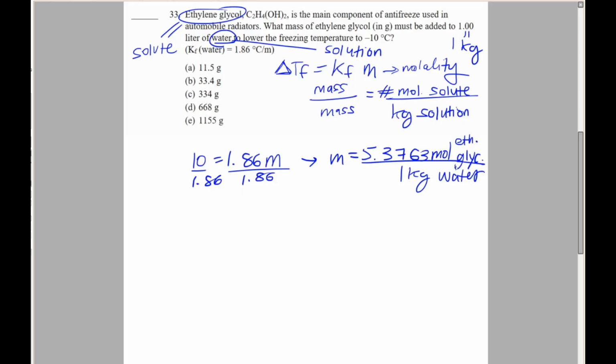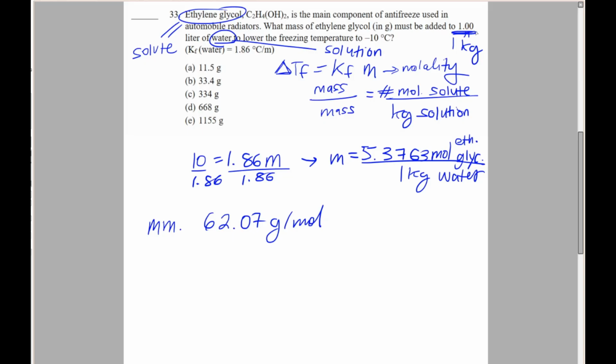But we're asked for what mass of ethylene glycol must be added. So we need to find the mass in grams, and to do that we need the molar mass of ethylene glycol. On your exam, you'll have to add up all of the molar masses from all of these atoms to find the total molar mass of ethylene glycol. But to save time, since it's a pretty simple calculation, I'll just give it to you, which I looked up, and it should be about 62.07 grams per mole.